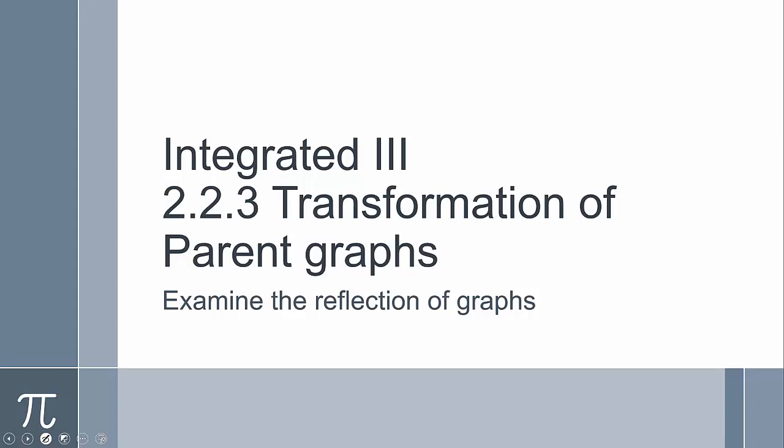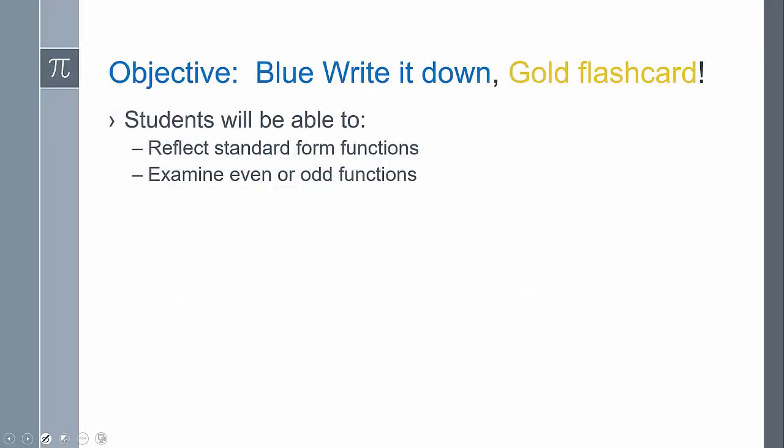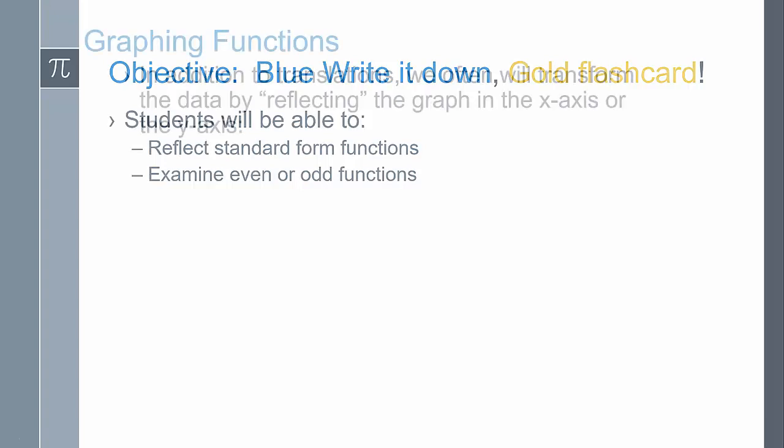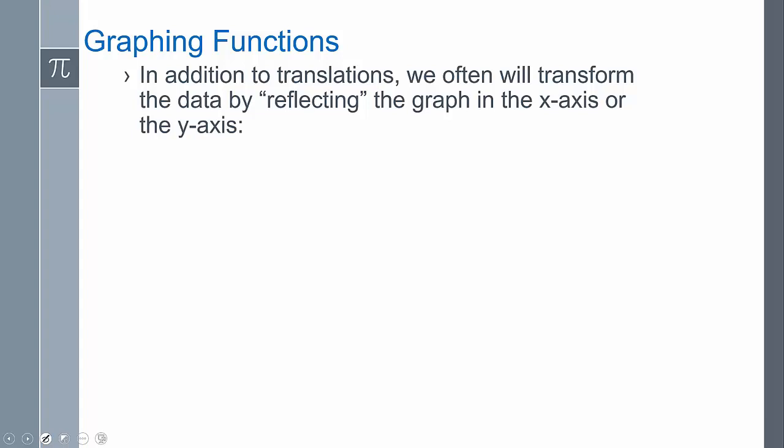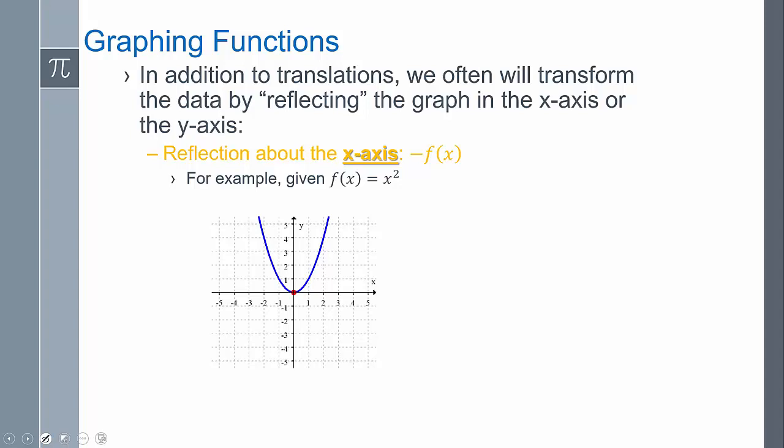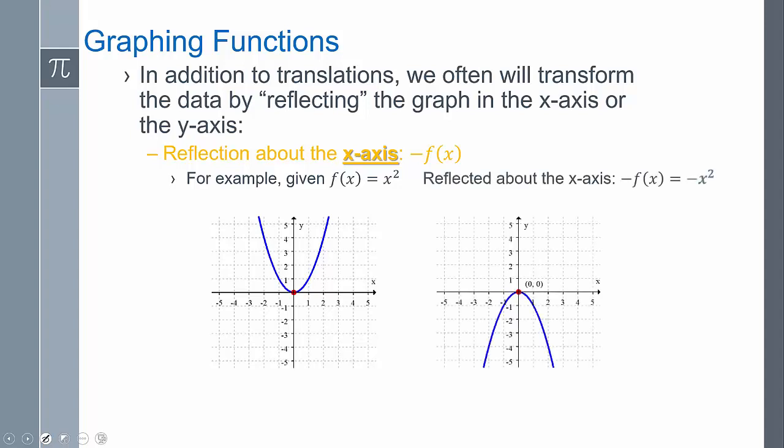This is section 223. We're still in the transformation of parent graphs, and we're going to examine the reflection of graphs. So we're going to reflect standard form functions and examine what an even and odd function is. We already examined the types of reflections, and we're just going to review it real quick.